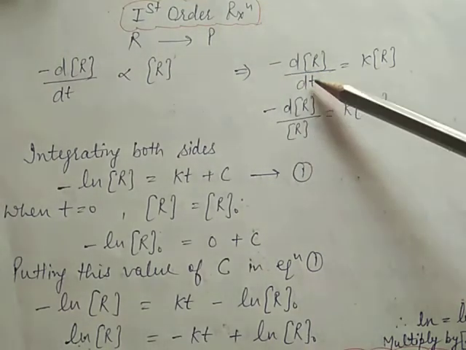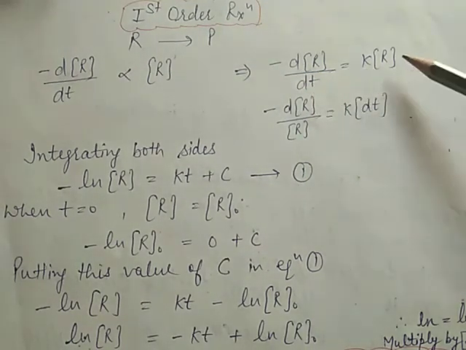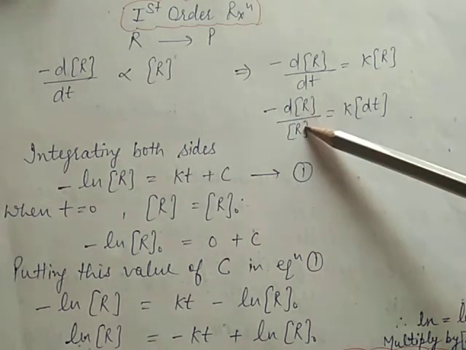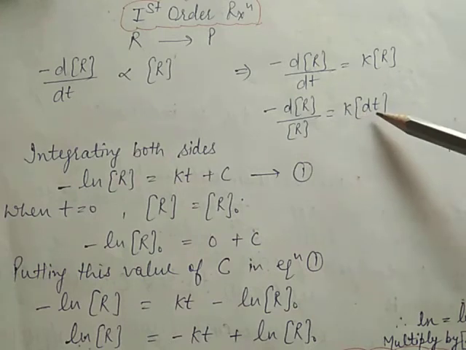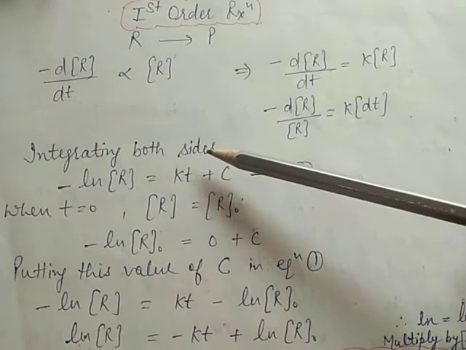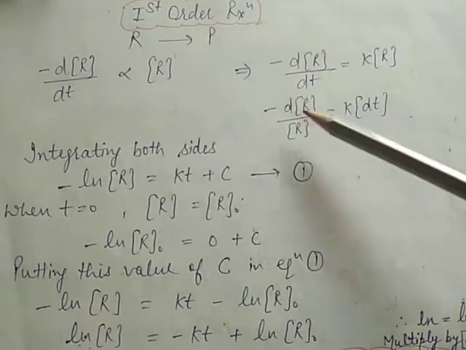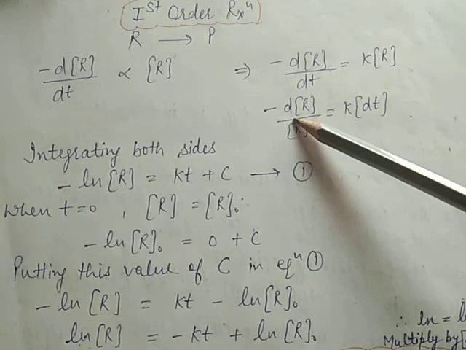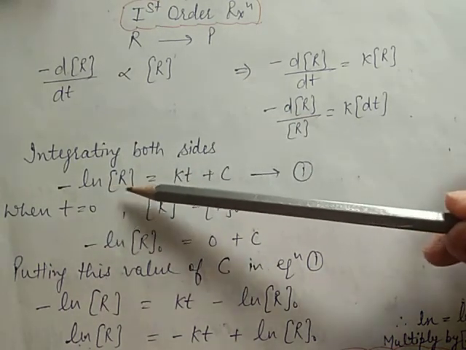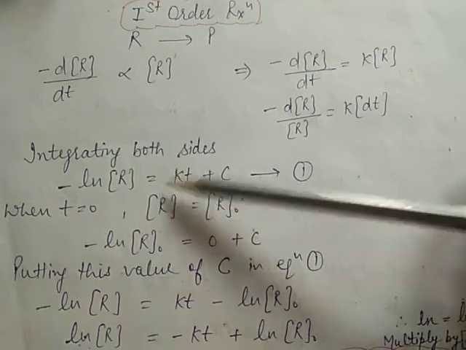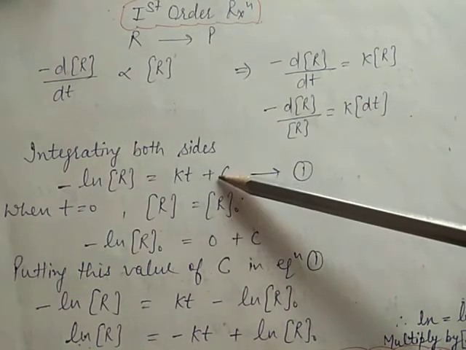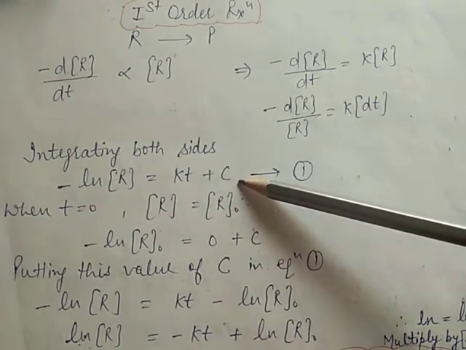After that, this dt goes to this side and R comes here. Minus dR by R is equal to k dt. Now integrating this equation on both sides. After integration, minus ln R is equal to k, and integration of dt is t plus c. C is the integration constant.